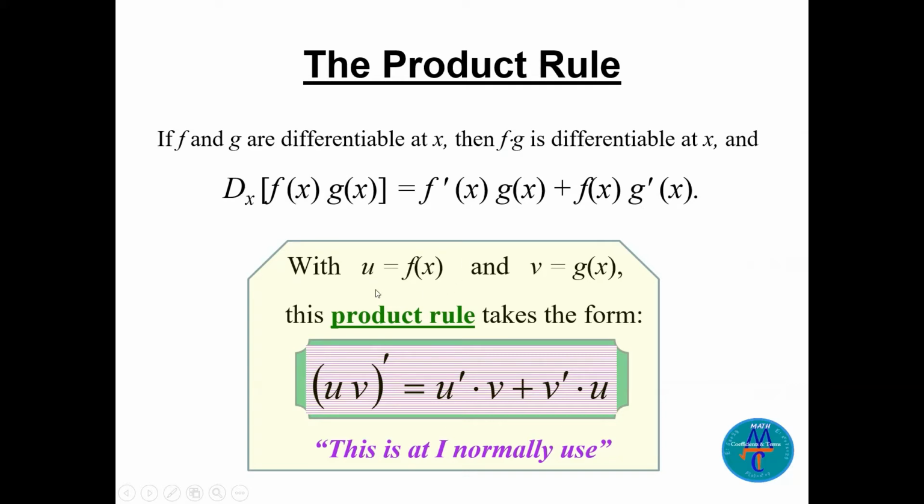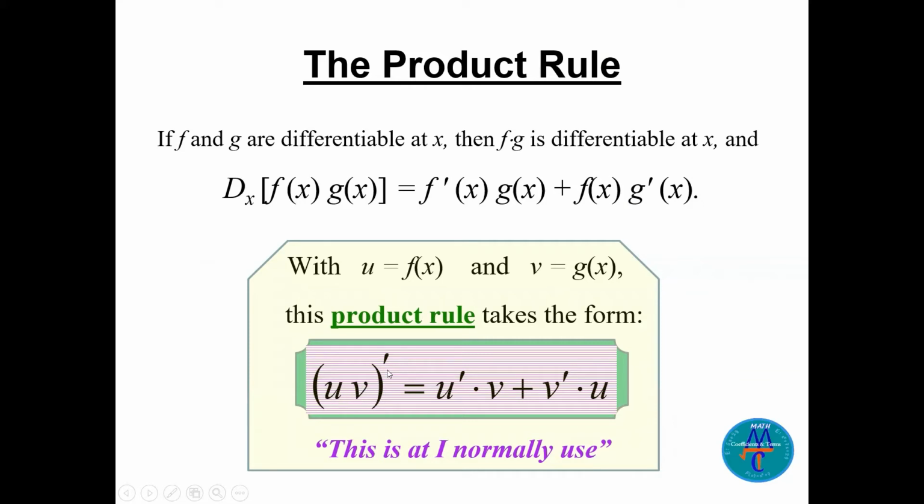We can write it another way. This is what I normally use, this formula here. It's so easy to remember. I will tell you how. Let's write the function f as u, so we call it u, and the function g of x, we call it v. Now look at the product rule. This is the same, but this is easier in my opinion.